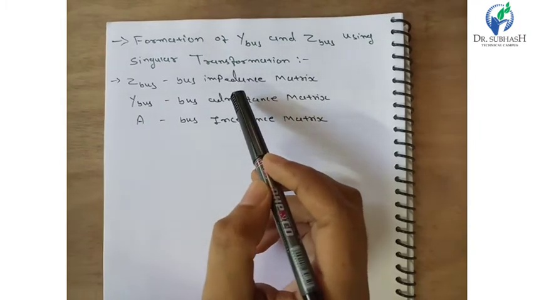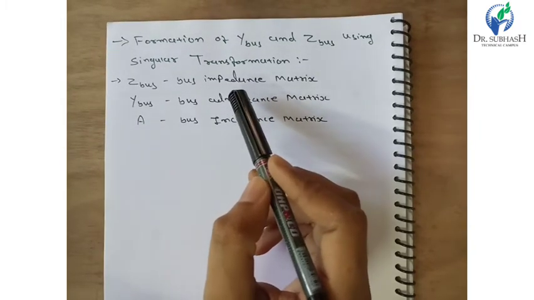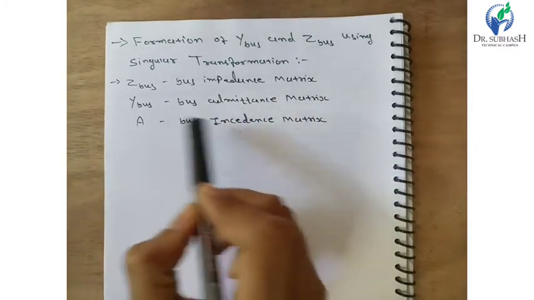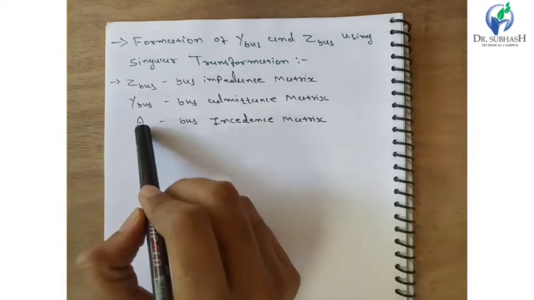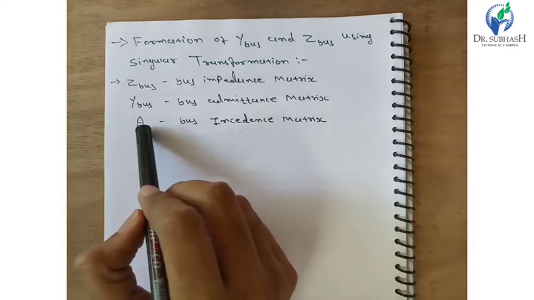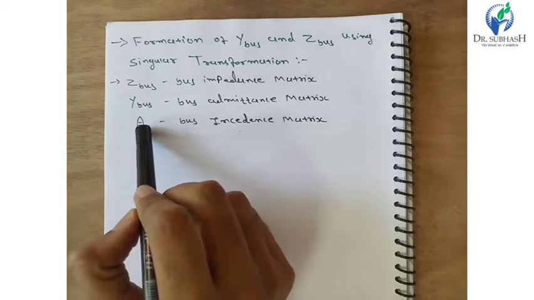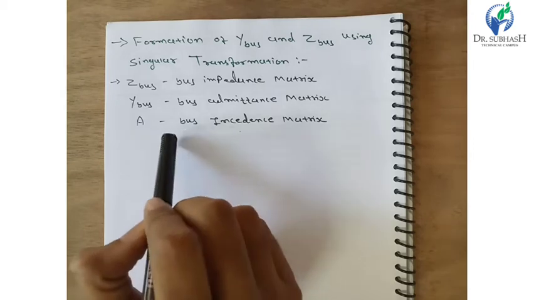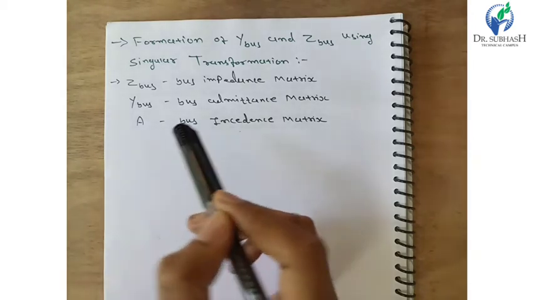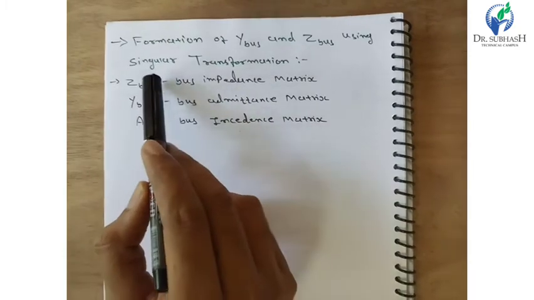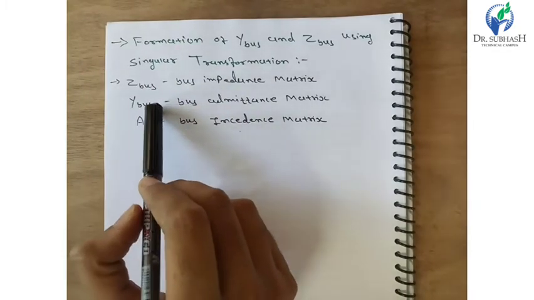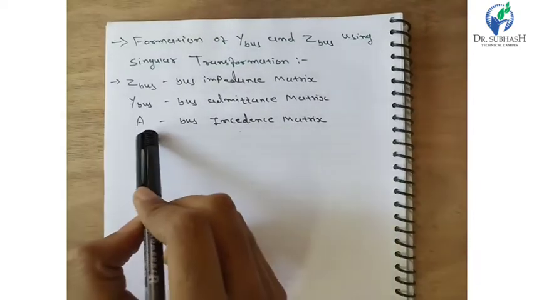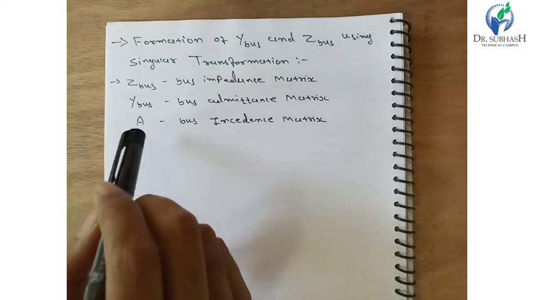Z bus and Y bus of the interconnected network can be obtained by using the bus incidence matrix. Here the bus incidence matrix is represented as a capital A. Bus incidence matrix A is related to the variables and parameters of the primitive network, the primitive network quantities of the interconnected power system. So Y bus and Z bus are also related to them by using the bus incidence matrix, known as the form A.